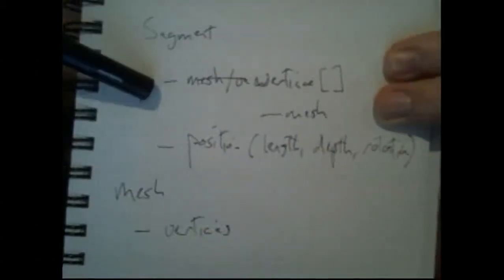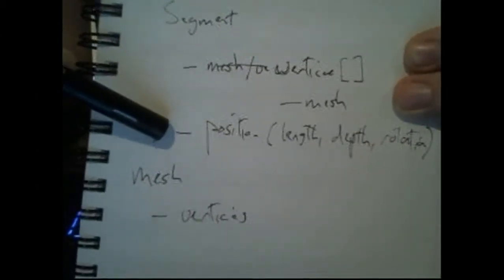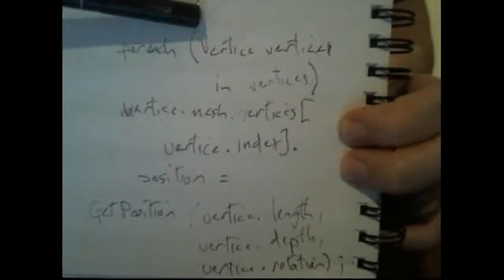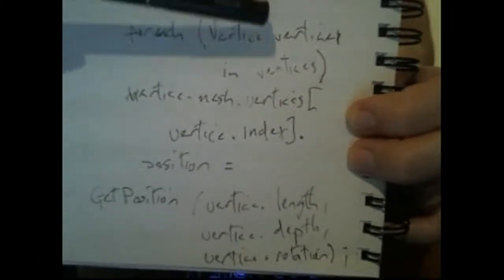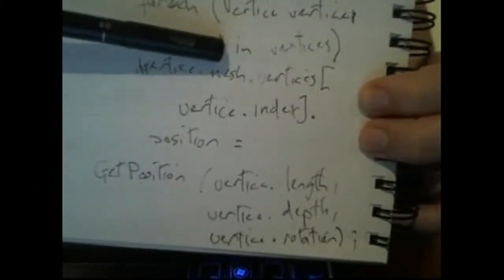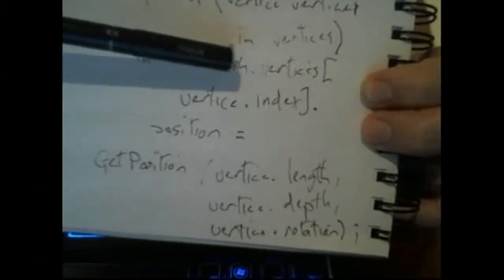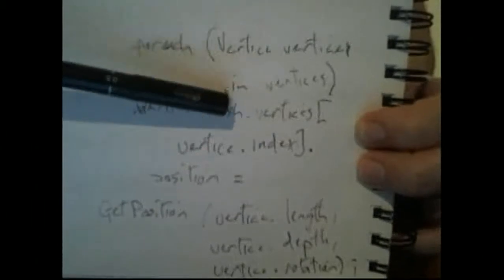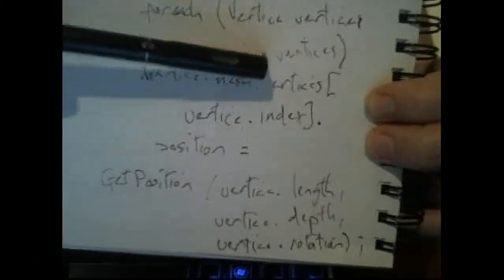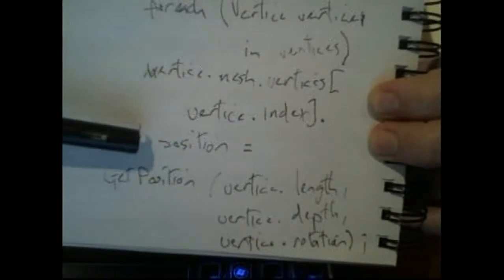So all you do is you loop through the vertices, you get the mesh out, and then you get the position. I even wrote the code for this. For each vertice in vertices, now we're sitting in a segment. Vertice.mesh, this is literally just a normal mesh object, .vertices, which is the mesh array. Open square brackets vertice.index. Inside of this vertice class, I'm storing the index that's inside of this array, so we can just do direct array access.